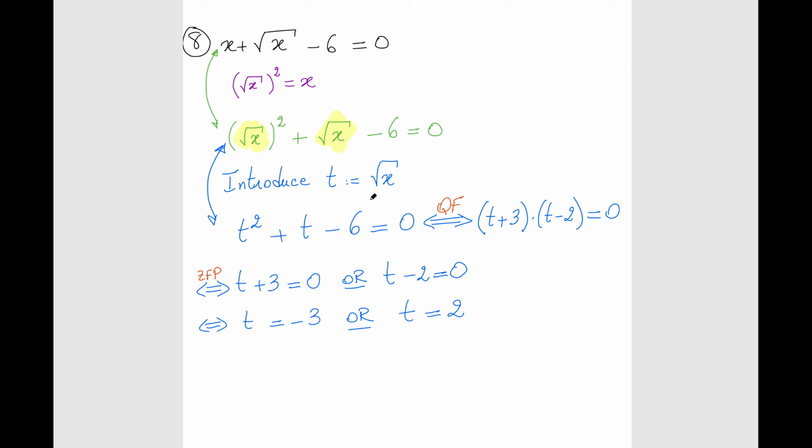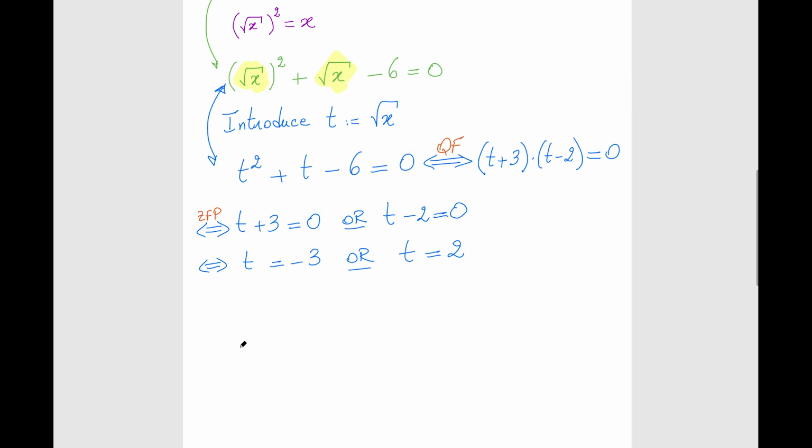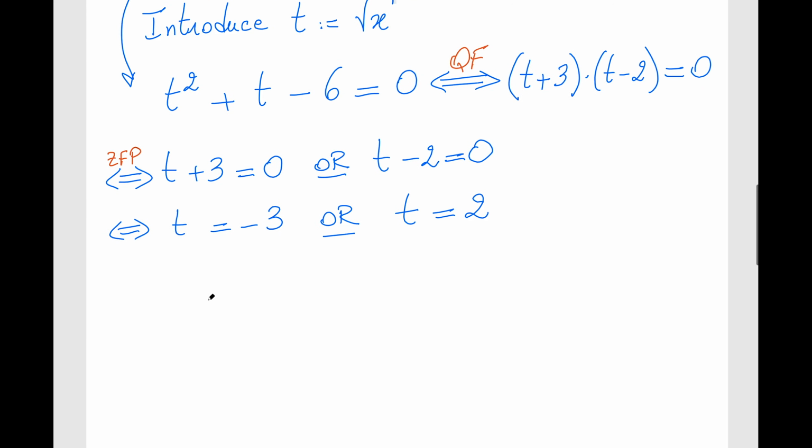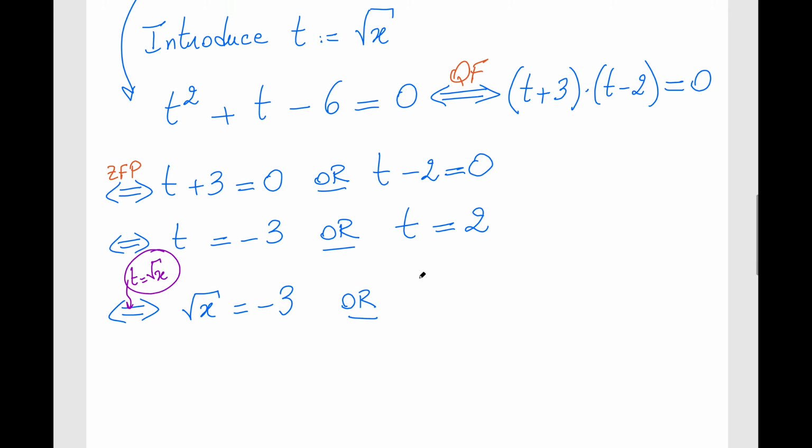All right. We know what t is. Now the question is, reveal what x should be, if any. All right, t is square root of x, right? So this compound equation here becomes, because t is the square root of x, square root of x equals negative 3, right? Or, t is square root of x, correct? Square root of x is equal to 2.